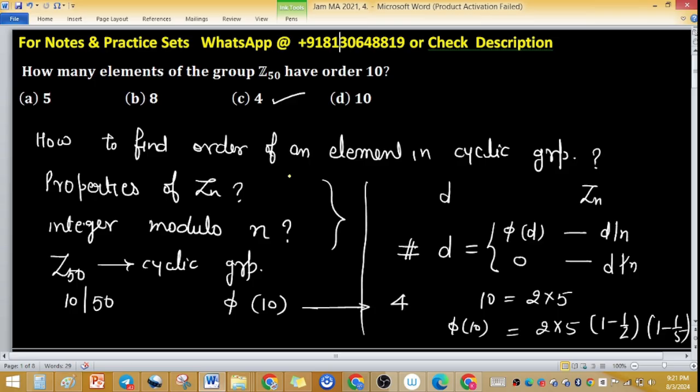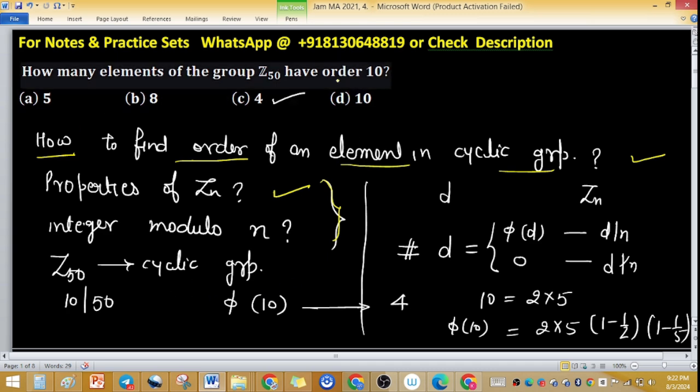How many elements of the group Z50 have order 10? To solve this problem, first we have to recall some facts about related terminology you can use in these types of problems. How to find the order of an element in a cyclic group, this is our first motive. Properties of Zn, integers modulo n. Actually, these two are the same. And Z50 is a cyclic group. You can say it is the group of integers modulo 50 with respect to addition.